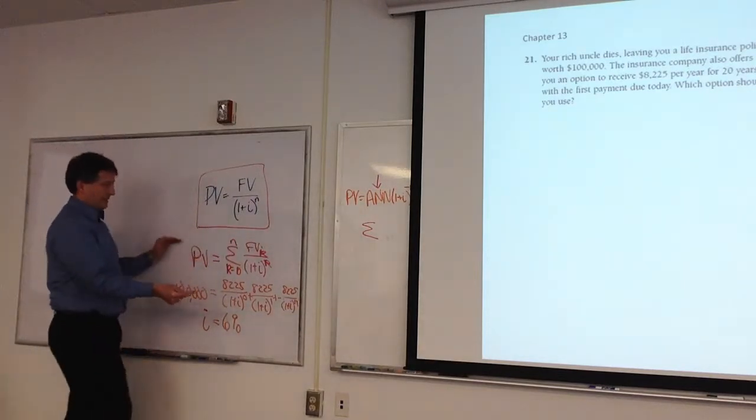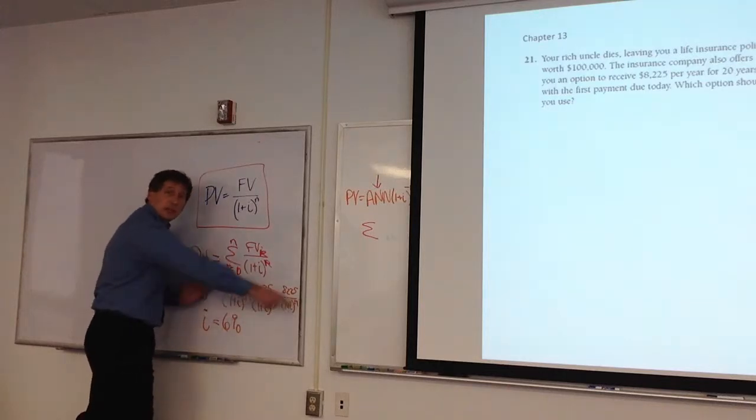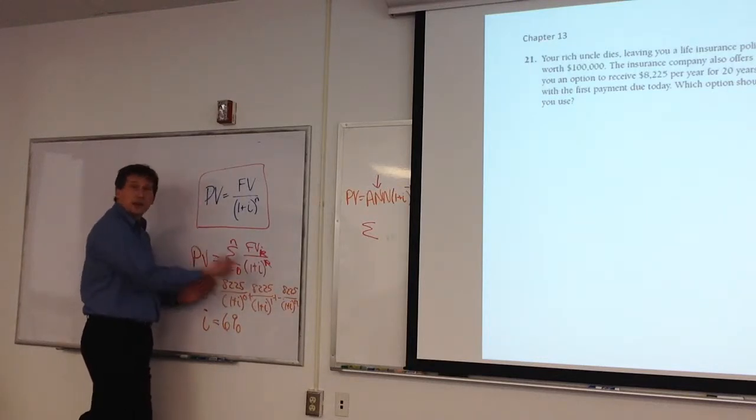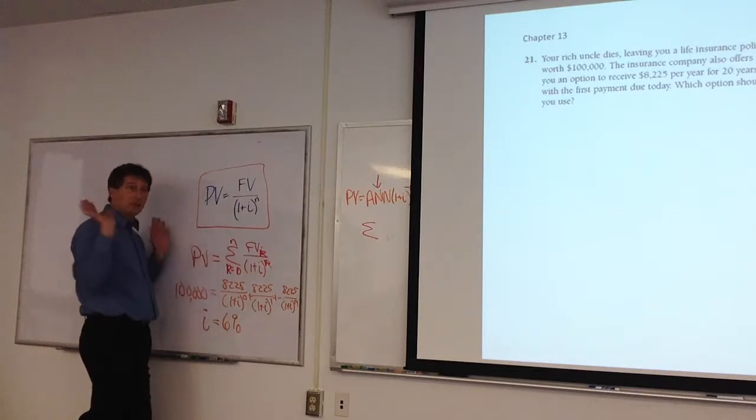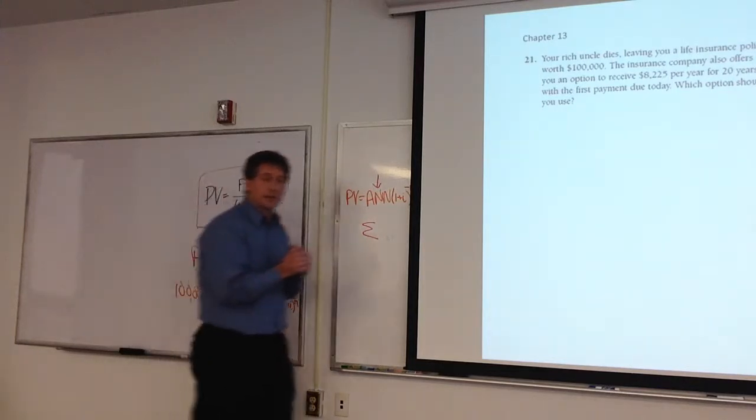So if you get 6%, if you get 10%, what happens to the value of this stream? Is it going to end up being above 100 or less than 100? Less, right? So then it's giving you the sign of don't do it, take the 100. So that's kind of the signal that we want to use.